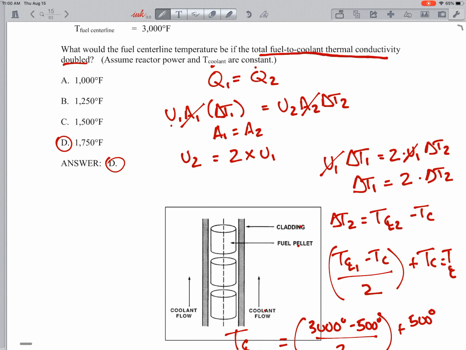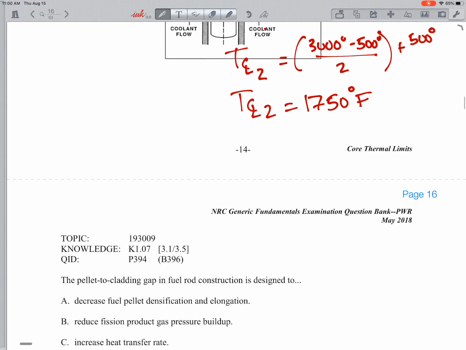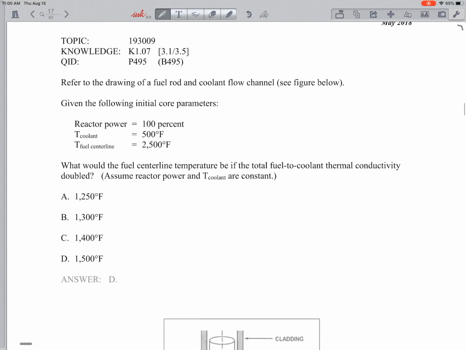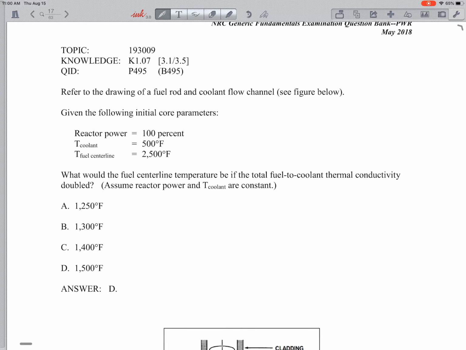All right, so we'll move on and do another one real quick. We'll go to page 16. Here's another one. Refer to the drawing of the fuel rod and coolant flow channel. Given the following core parameters: 100% power, 500 degrees coolant temperature, 2500 degrees fuel centerline temperature. What would be the fuel centerline temperature if a total fuel to coolant thermal conductivity doubled?